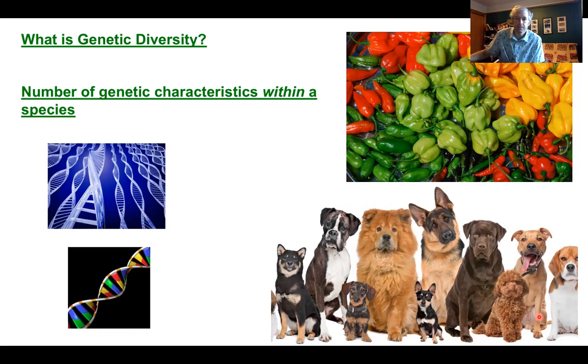So here's some of the examples. All of these peppers, for example, are the same species. So they're all the same species, but you can see there is a huge range of different what we call traits within this species. Some are yellow, some are green, some are red, some are long and thin, others are short and squat. This is a range of different characteristics which are determined by the genetics of each one of these individuals.